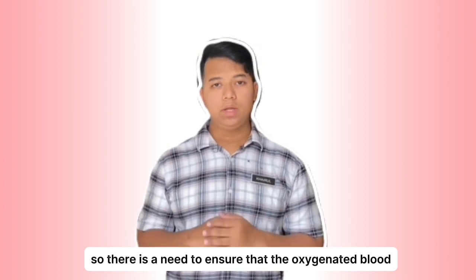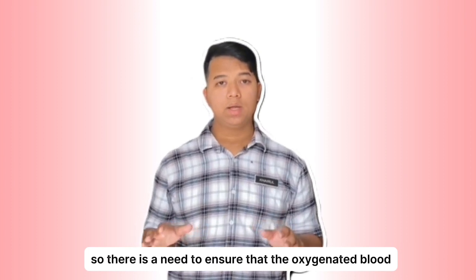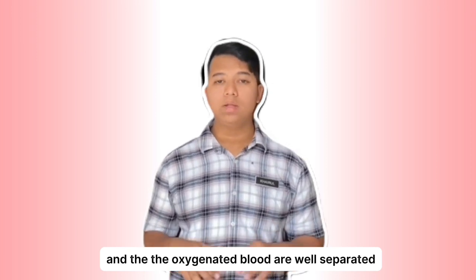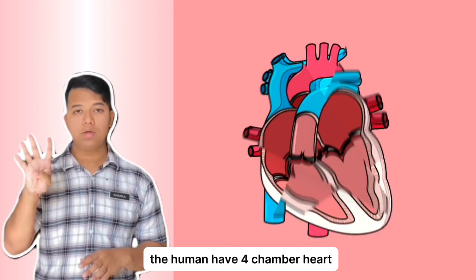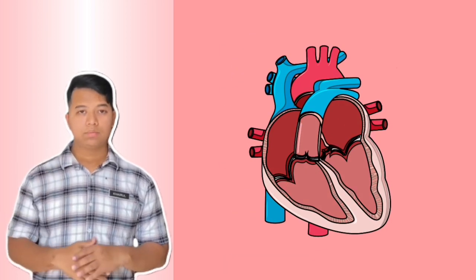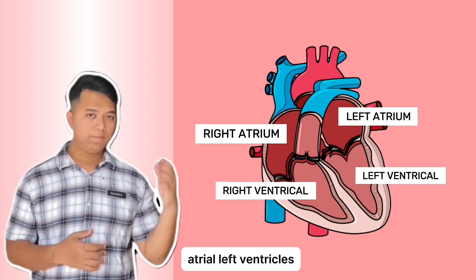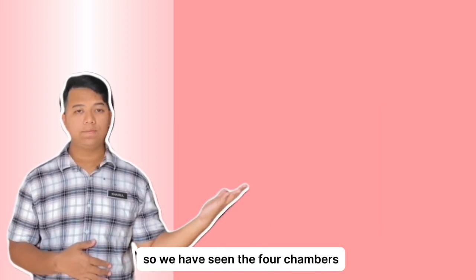So, there is a need to ensure that the oxygenated blood and the deoxygenated blood are well separated. Because of that, humans have a 4-chamber heart. The 4 chambers are right atrium, right ventricle, left atrium, and left ventricle. So we have seen the 4 chambers.